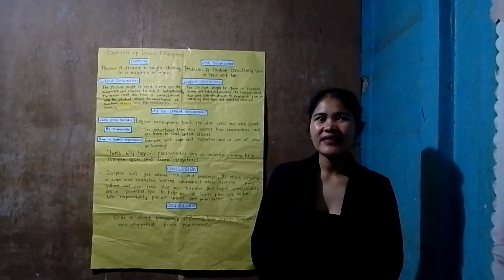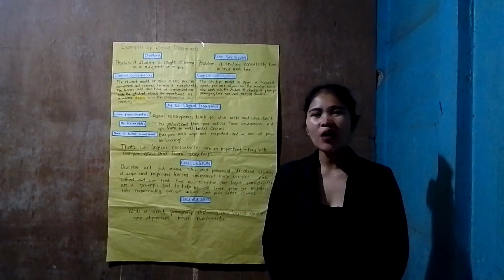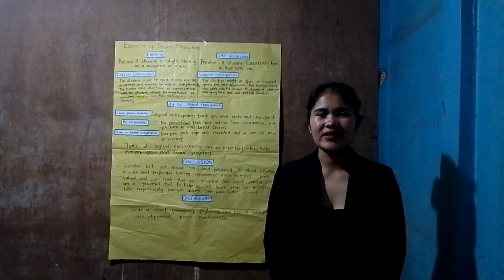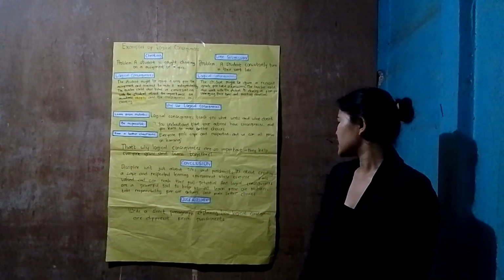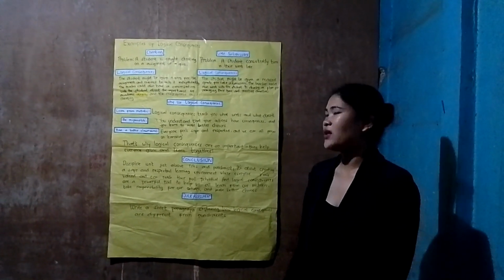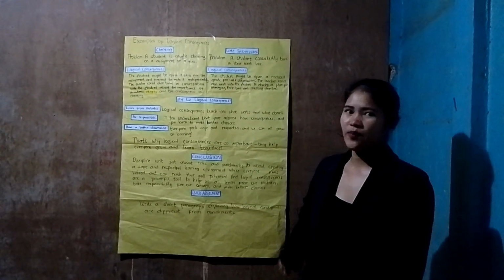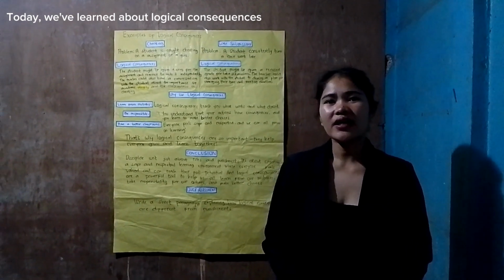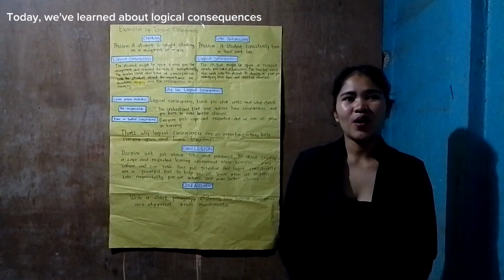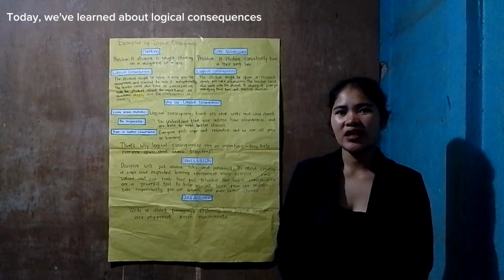So if none, it's time for the quick assessment to see how well you understand logical consequences. In one-half crosswise, I want you to write a short paragraph explaining how logical consequences are different from punishment, and how they can help us understand, grow, and create a positive learning environment.